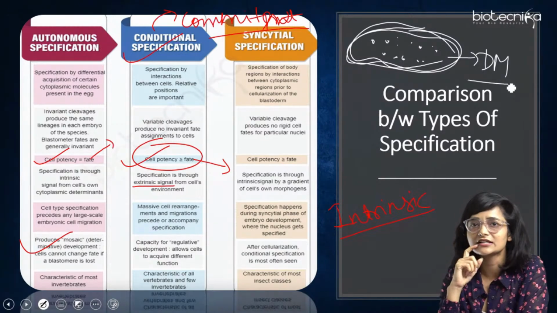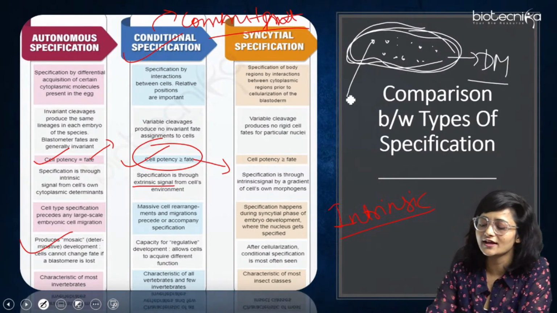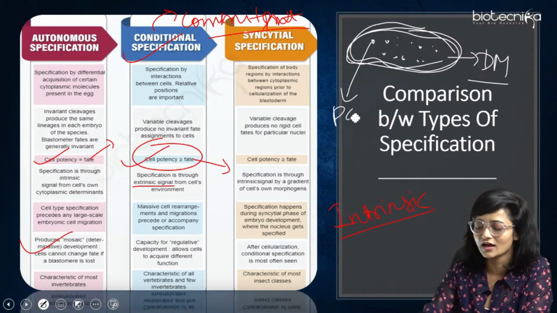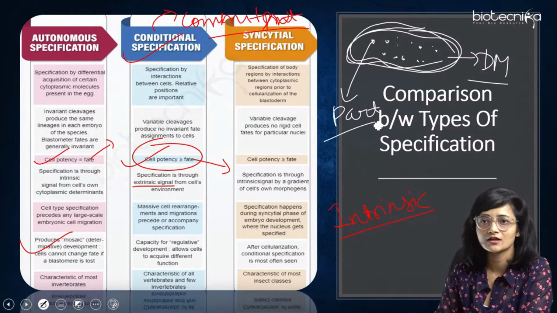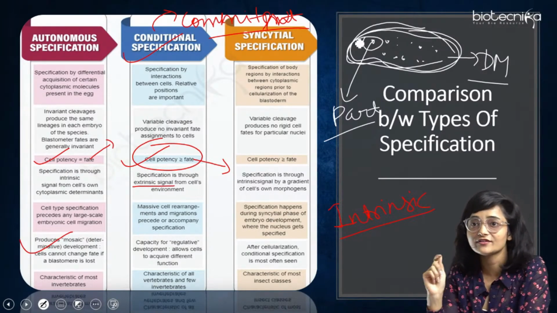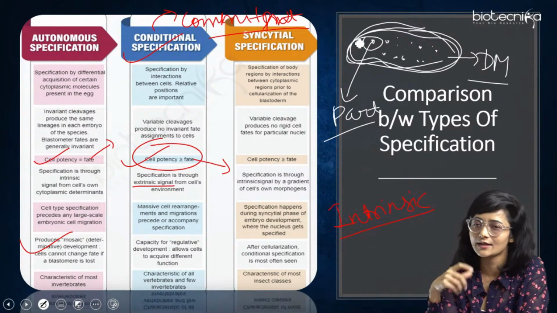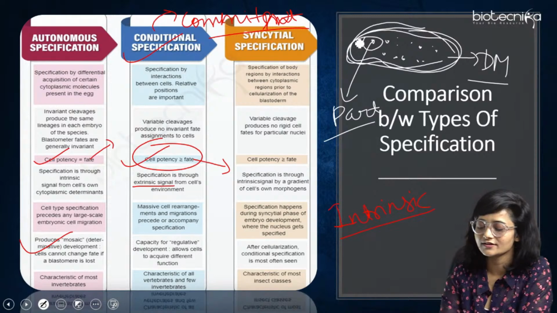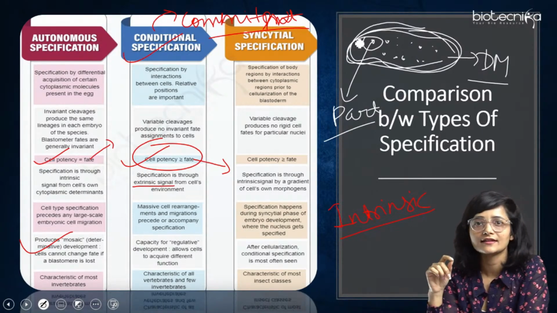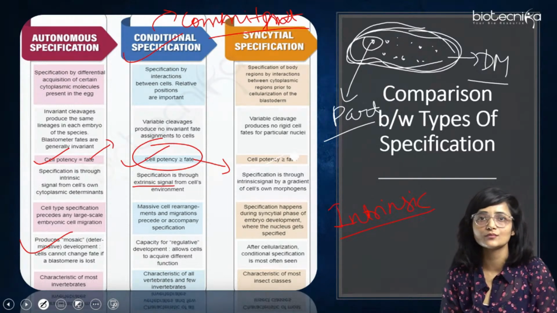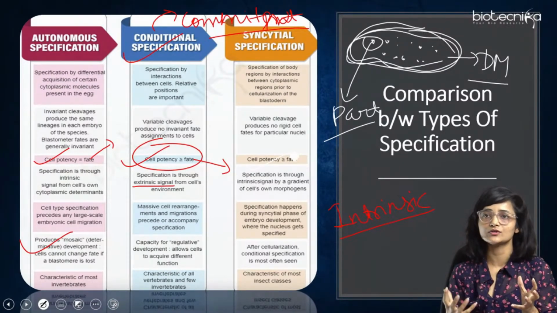So it says that the variable cleavage produces no rigid cell fates for the particular nuclei. So these nuclei are capable of forming any kind of cell, right? Any part of the Drosophila. So it is not restricted to produce some definitive part. It is able to produce any part of the Drosophila, right? So no restriction comes here. And then comes that the cell potency is always greater than or equal to fate. So here also the potency of the cell is greater than or equal to its fate.